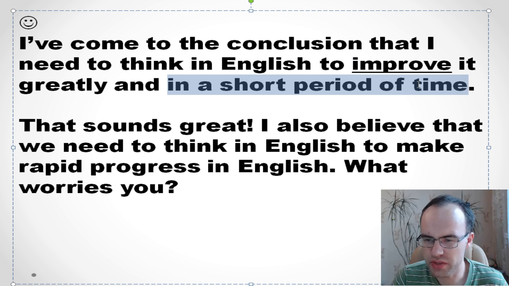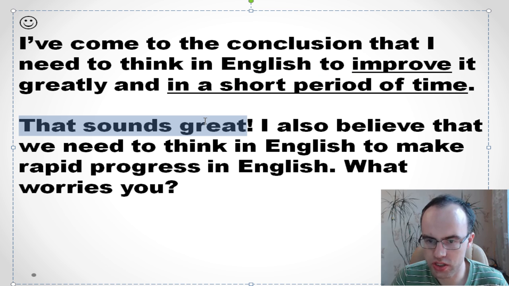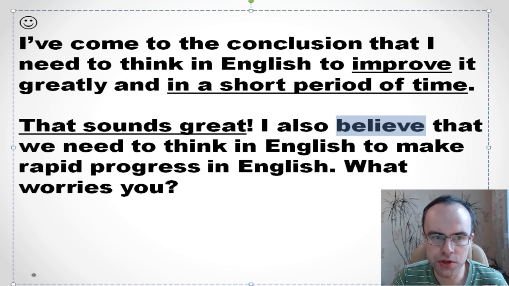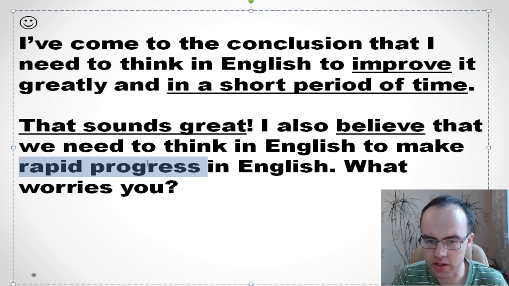In a short period of time means as soon as possible. That sounds great, or it's a good idea. I also believe, or I also think that we need to think in English to make rapid progress in English. Rapid means fast, to make rapid progress in English, but this phrase is very natural. Rapid progress in English. What worries you?